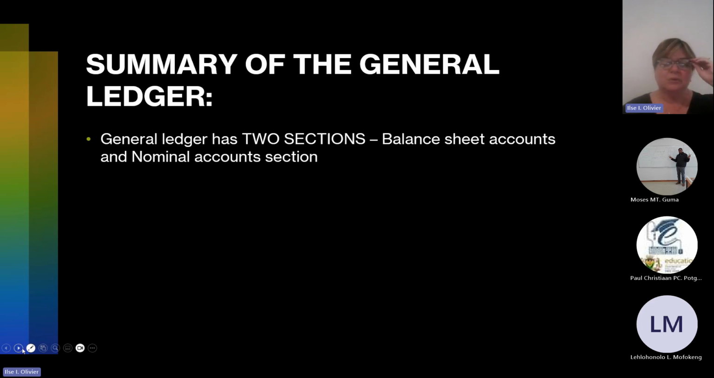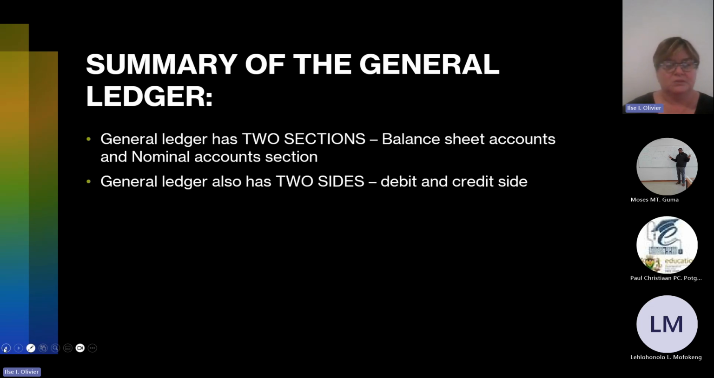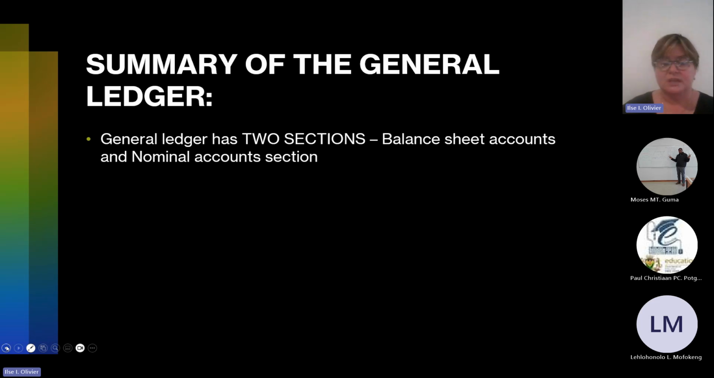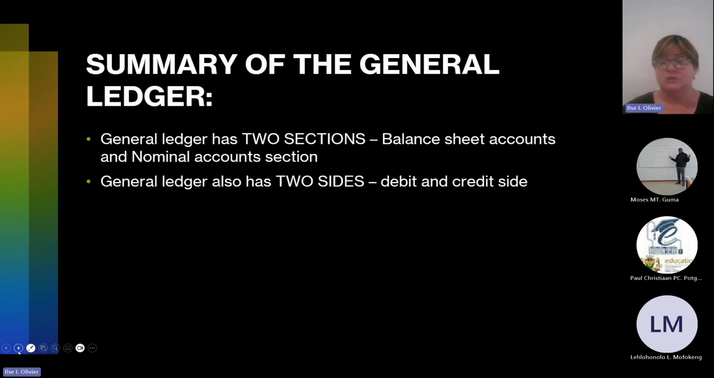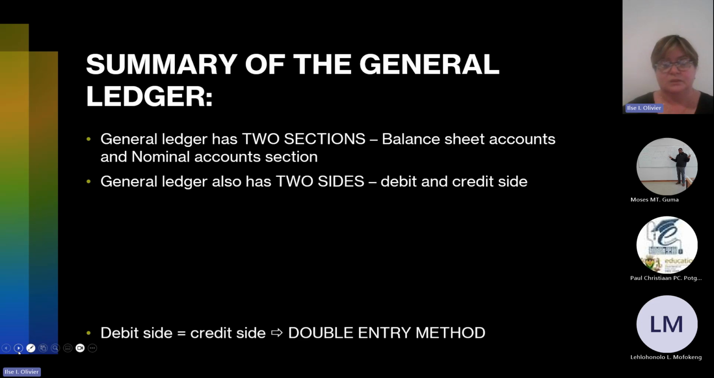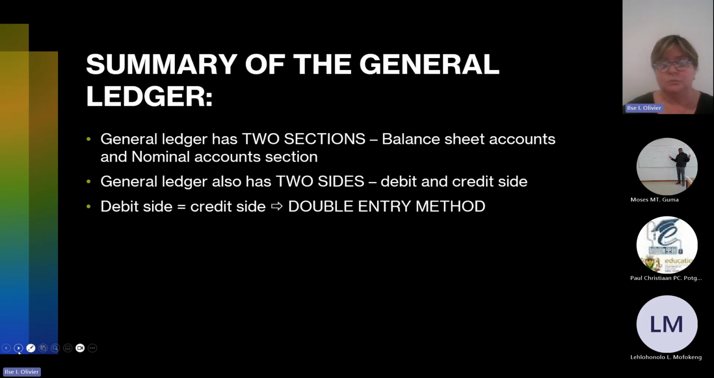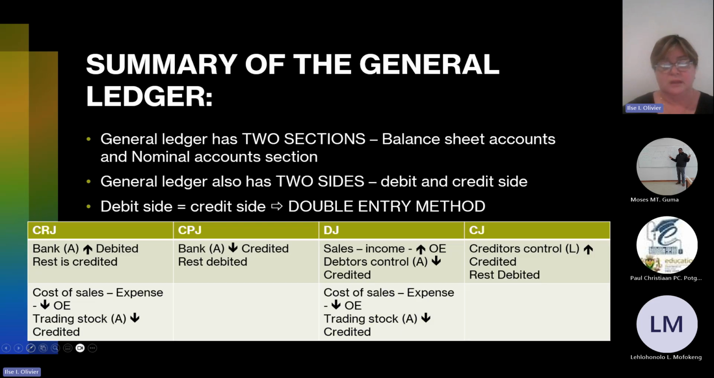So if we look at the summary of the general ledger, it will say the following. The general ledger has 2 sections, the balance account section and the nominal account section. The general ledger also has 2 sides, the debit and the credit side. Now the debit side will always equal the credit side. That means we've completed the double entry method. So here is a summary for you.